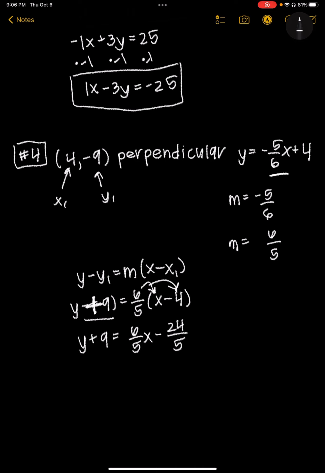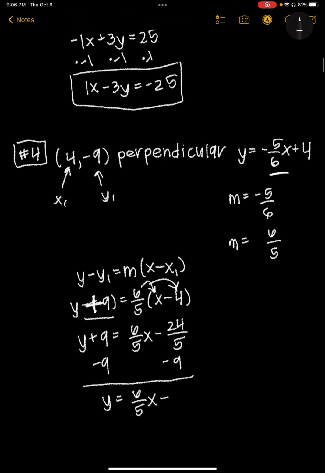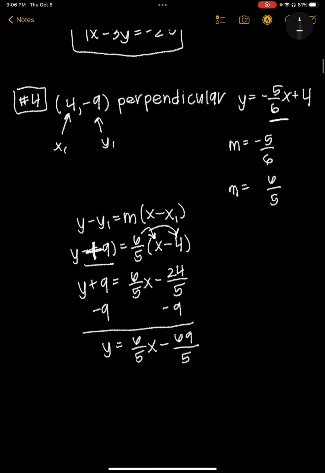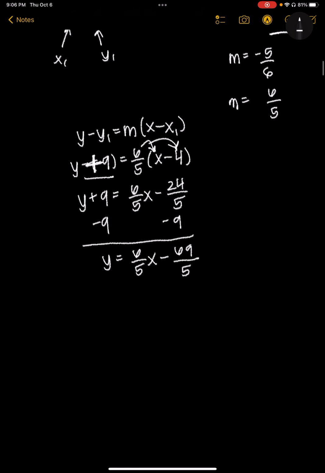Then, still want to get y by itself, so I'm going to subtract 9 from each side. So we get y equals 6 over 5x, and then negative 24 over 5 minus 9 would be negative 69 over 5. You can definitely use your calculator in that situation. And that is your slope-intercept form.